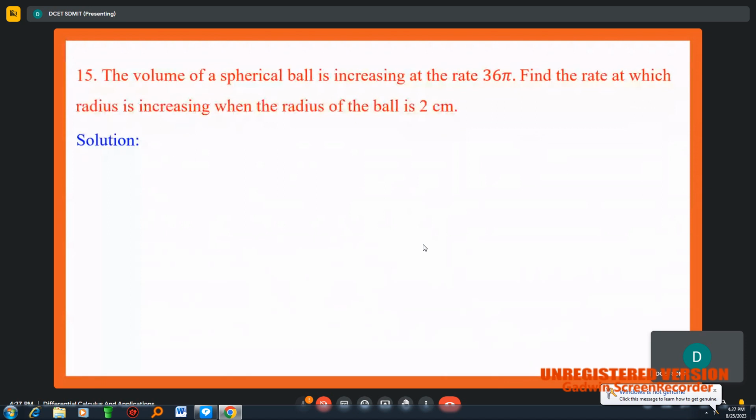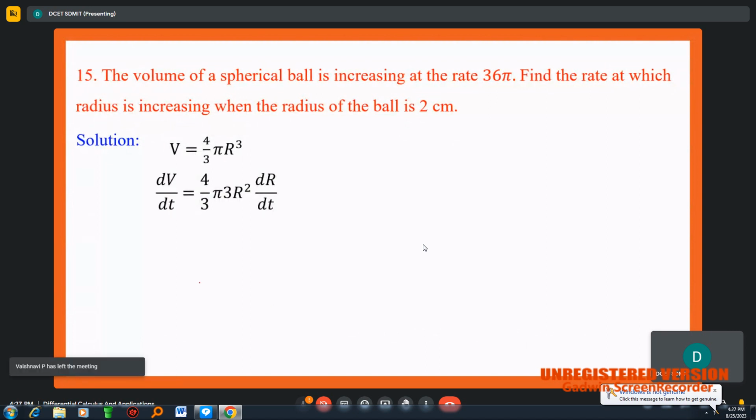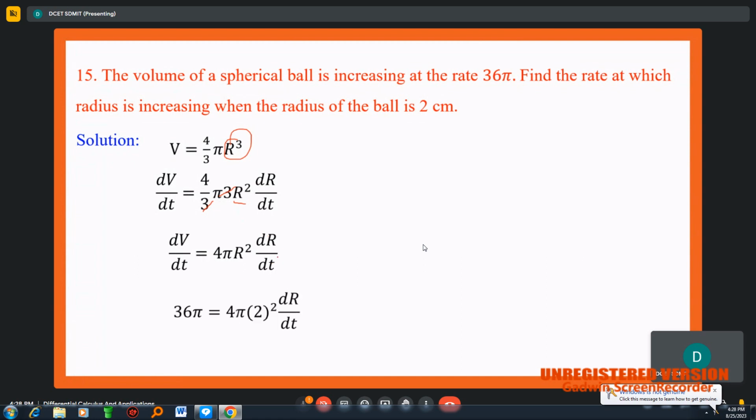Volume. What's the formula of the volume here? V is equal to 4 by 3 pi r cube. Now differentiating this with respect to t, 4 by 3 into pi is constant. Differentiation of r cube is 3r square dr by dt. This 3 is cancelled. We are getting dv by dt is equal to 4 pi r square into dr by dt.